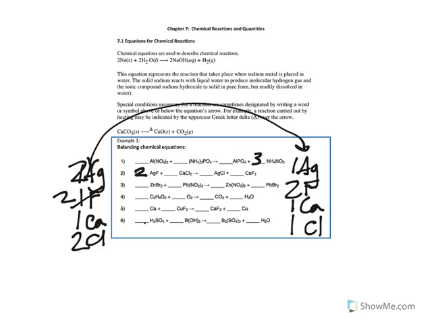Again, we now have 2 silver on the left, 1 silver on the right. Our calciums are still balanced, and our chlorines are out of whack. You have more on the left than you have on the right. You have 2 silver, 2 chlorine. You need 2 silver, 2 chlorine on the right. So let's add a 2 here. You now have 2 silver and 2 chlorine, and we are now balanced. Let's try another one.